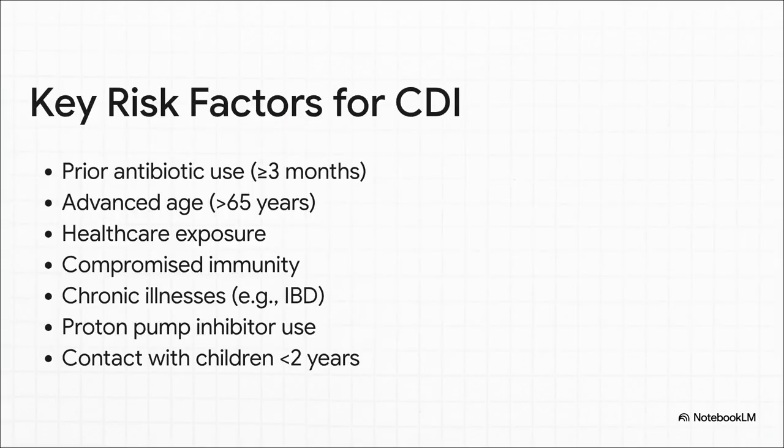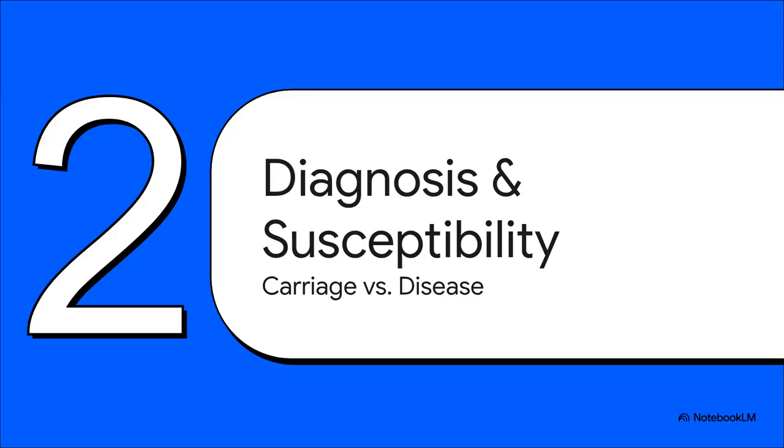As you can see, the risk factors are multifactorial. But antibiotic-induced dysbiosis really is the principal predisposing event, and that window of vulnerability can last for 3 months or even longer. You layer on top of that things like advanced age, hospitalization, or even PPI use, and you've got a perfect storm.